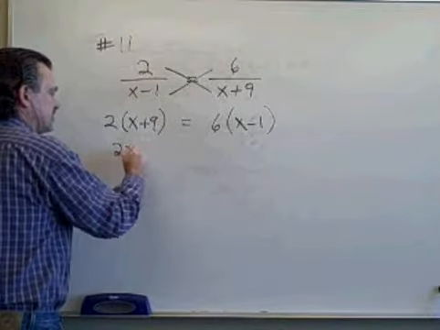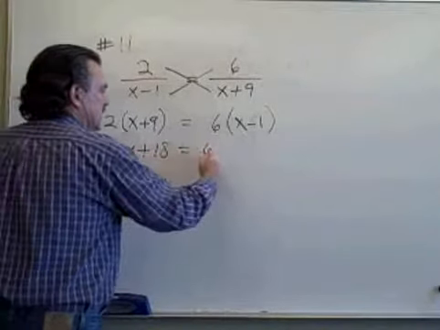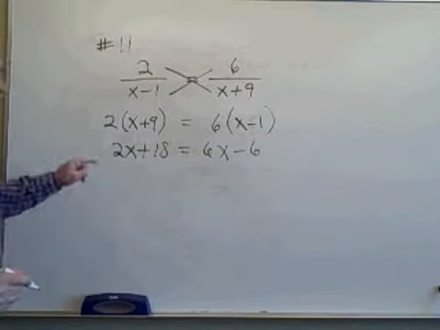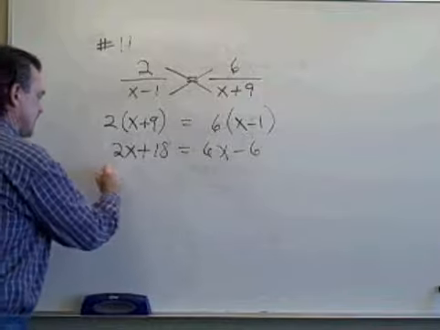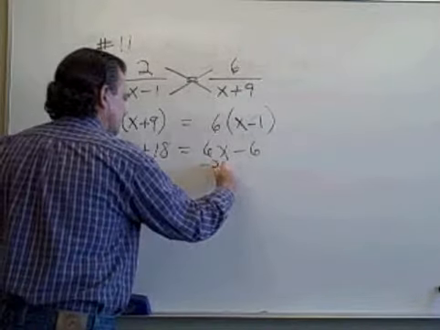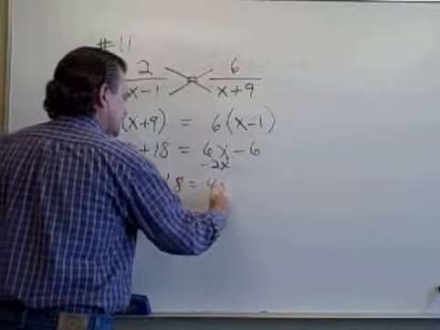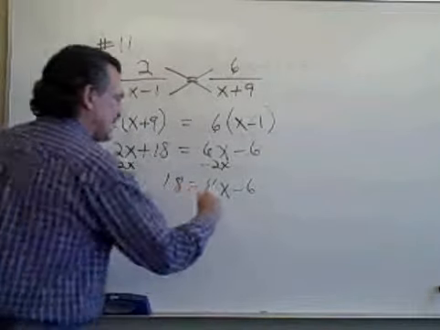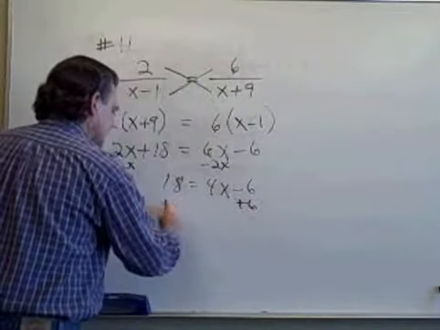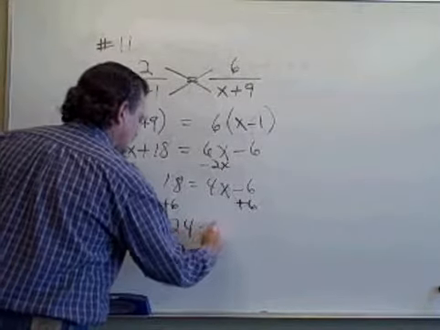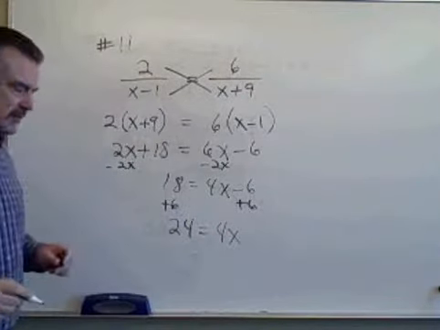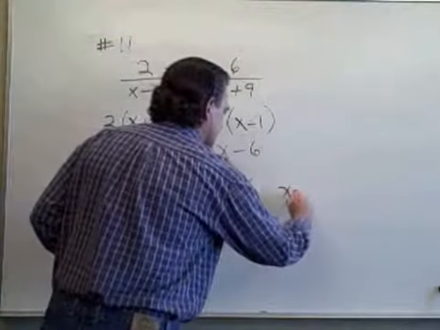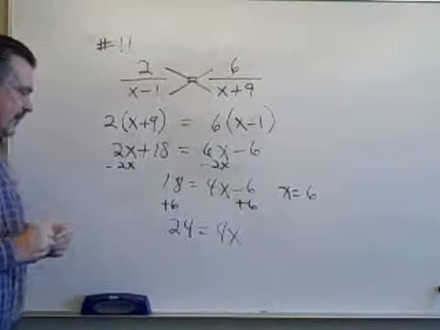This will be 2x plus 18 equals 6x minus 6 when I multiply through. Let's subtract 2x from both sides. So I have 18 equals 4x minus 6. And then add 6 to both sides to isolate the x term. So 24 equals 4x. Dividing both sides by 4, I get a solution of x equals 6.